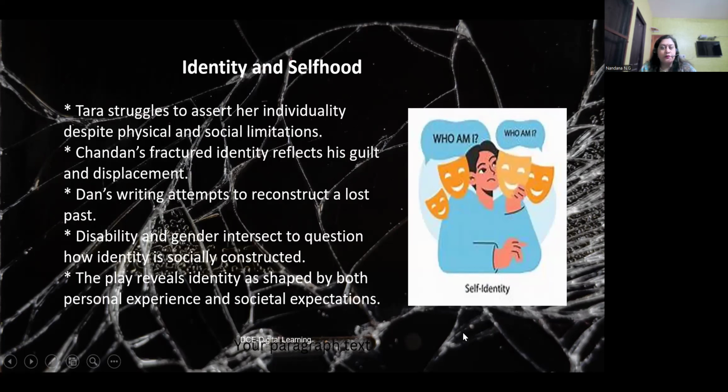Identity and selfhood. Tara struggles to assert her individuality despite physical and social limitations. Chandan's fractured identity reflects his guilt and displacement. Dan's writing, or his process of writing, attempts to reconstruct a lost past. Disability and gender intersect to question how identity is socially constructed, and the play reveals identity as shaped by both personal experience and societal expectations.